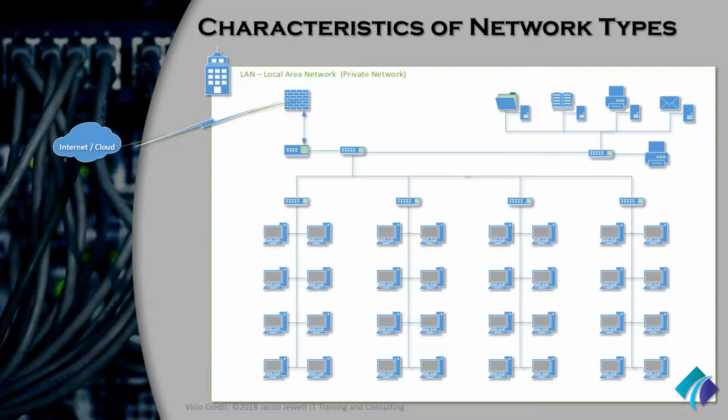But a typical LAN will look kind of like this, and what's important to understand about a LAN is it's typically confined to one building or a house. I'll show that example here shortly. But what you see here is an example of a client-server network, and it's set up as a LAN. So you have your firewall connected to the internet. Internet and cloud are essentially the same exact thing.